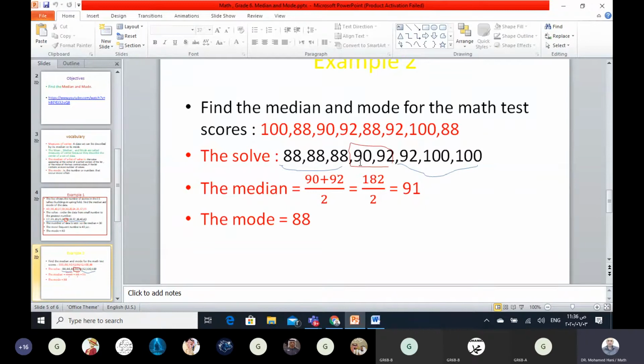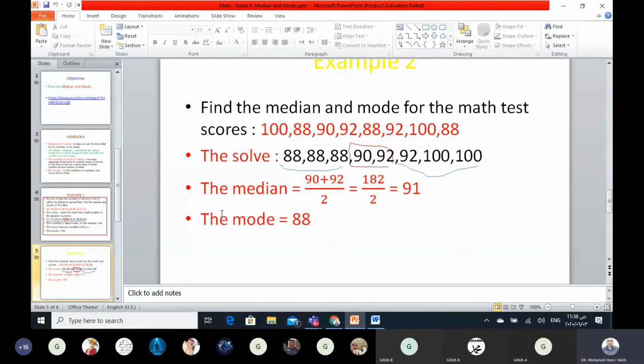How do we find the mean for them? 90 plus 92, divide by 2. 90 plus 92 will be 182, divide by 2 will be 91. So this is the median when we have an even amount of numbers.